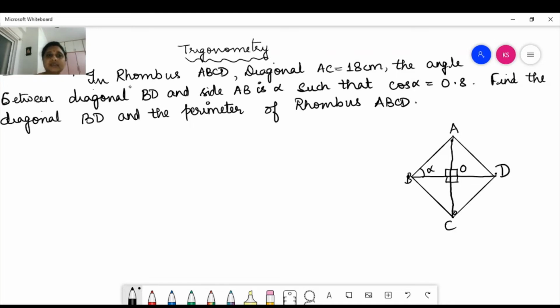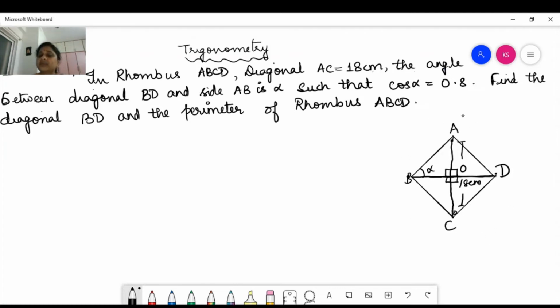The question says, in rhombus ABCD, diagonal AC is equal to 18 centimeters. The angle between the diagonal BD and the side AB is alpha, such that the cos of alpha is 0.8. Find the diagonal BD and the perimeter of the rhombus ABCD. We are supposed to find the measure of the second diagonal BD, and the diagonal AC is given to be 18 centimeters. Not only that, you're supposed to find the perimeter of this figure.